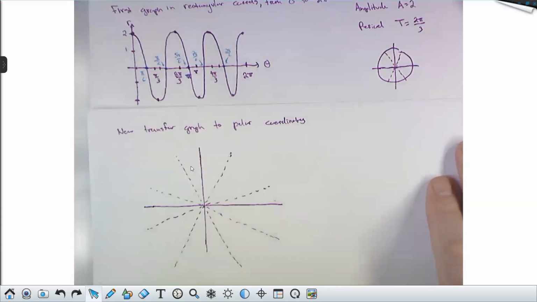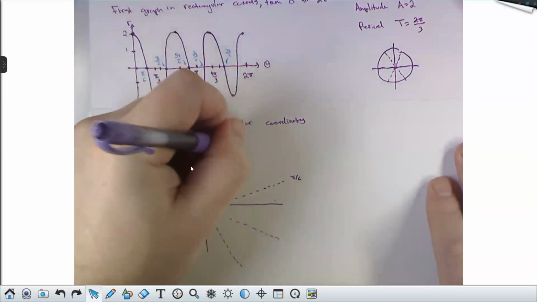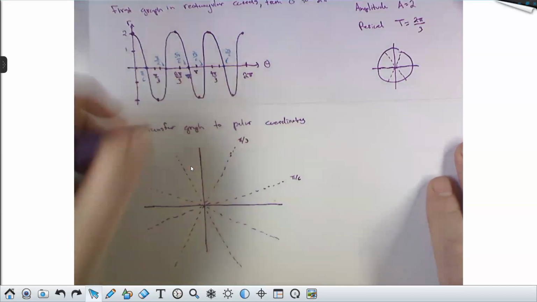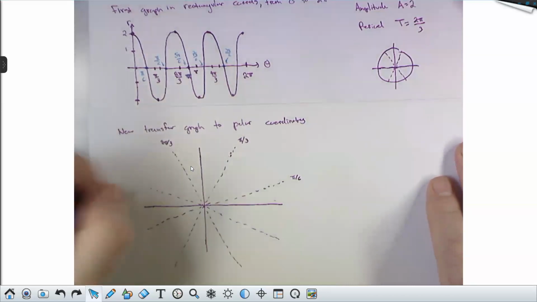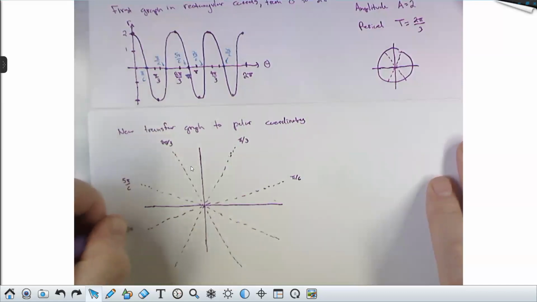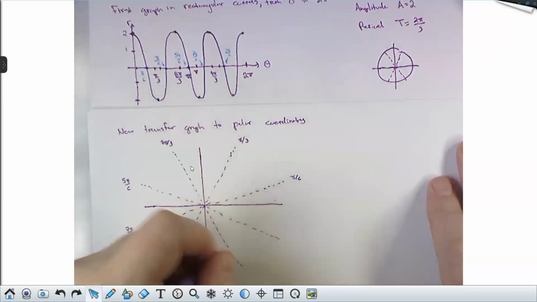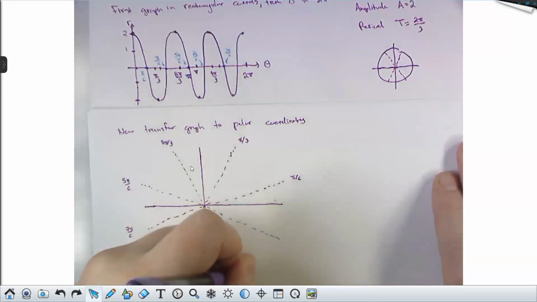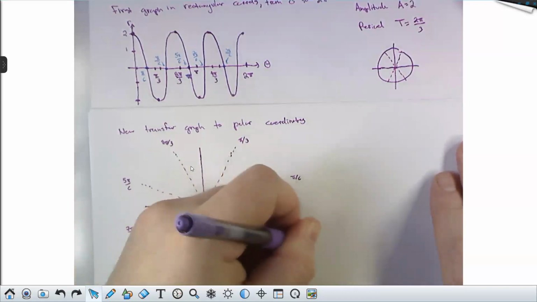Okay. So this ray is pi over 6. This ray is pi over 3. Of course, that's pi. This ray is 2 pi over 3. This ray is 5 pi over 6. This ray is 7 pi over 6. This ray is 4 pi over 3. This one down here is 5 pi over 3. And this one here is 11 pi over 6.